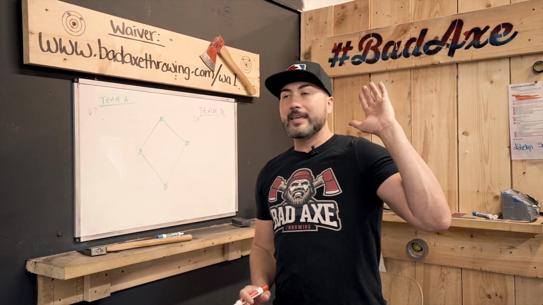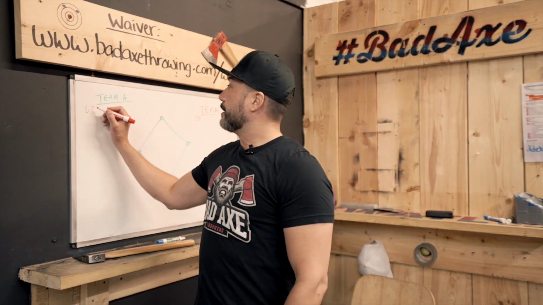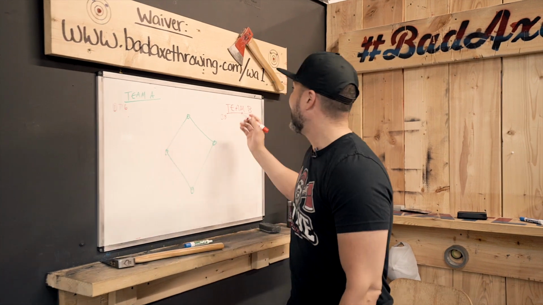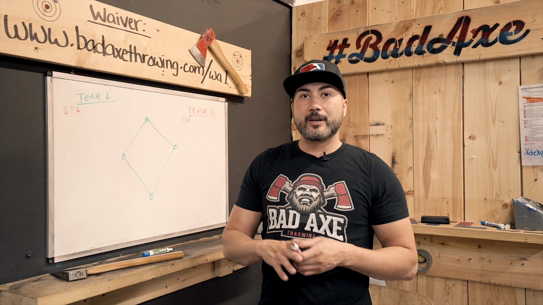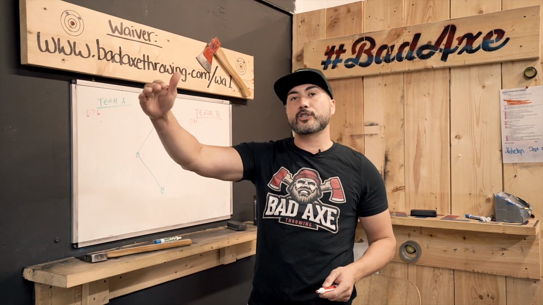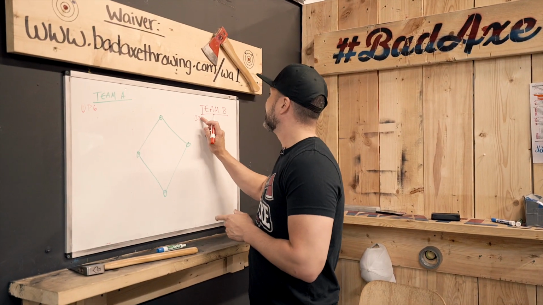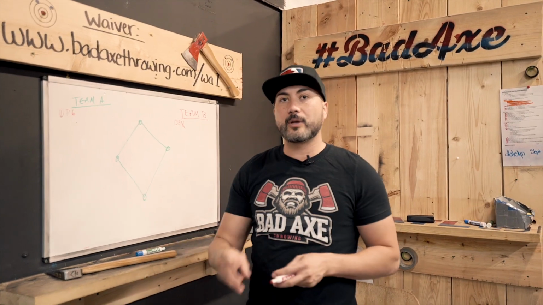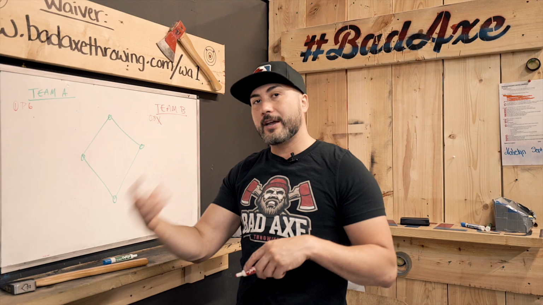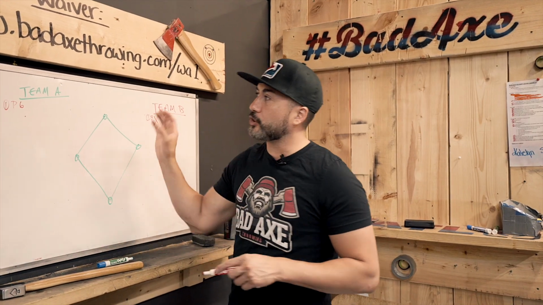If the pitcher, let's say, gets a 6, and then I get, let's say, a 4, that means I'm out. So as soon as the pitcher has a higher score, I'm out. So in this case, team B has an X. That's one out. So just like baseball, 3 outs, then you rotate, and then team B's pitching and team A is batting.